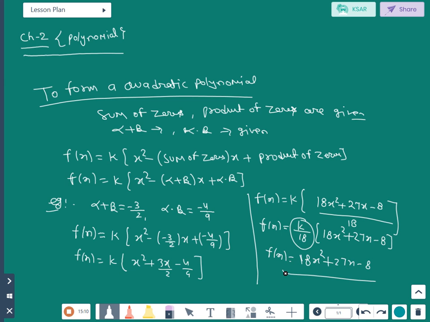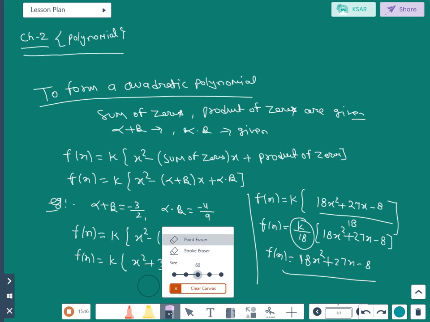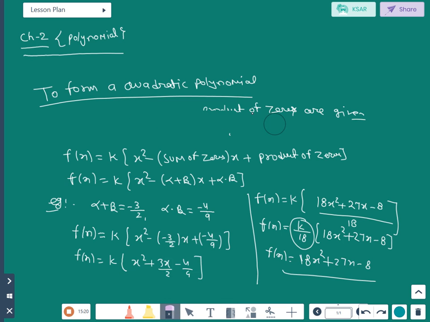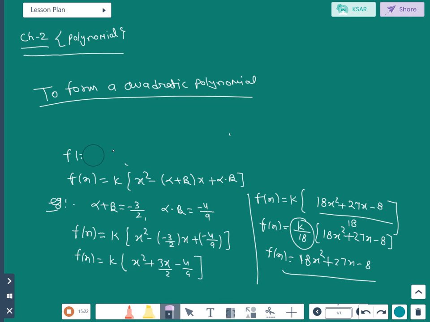Okay. Now the second method, using the comparison. Did you understand the first method? Now we will discuss the second method: how we will make a quadratic polynomial using comparison.